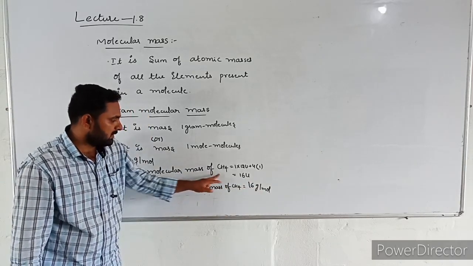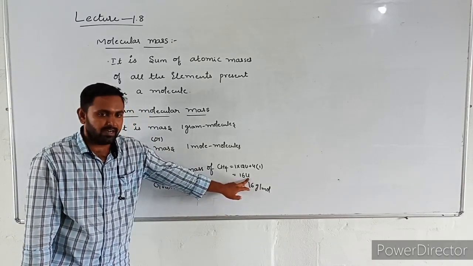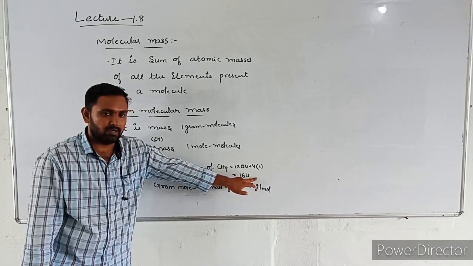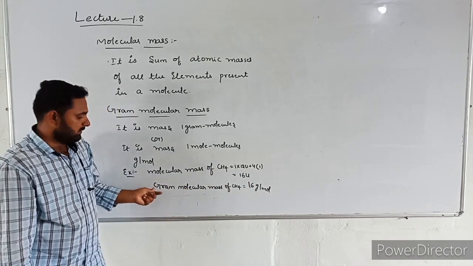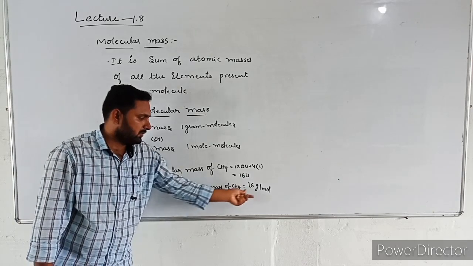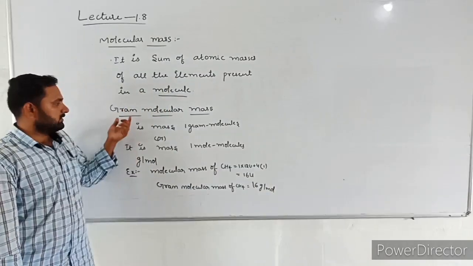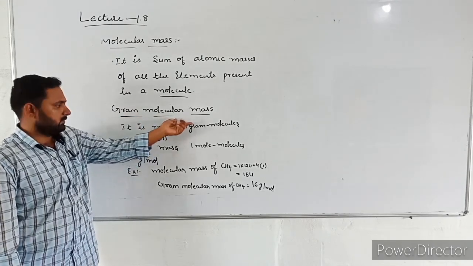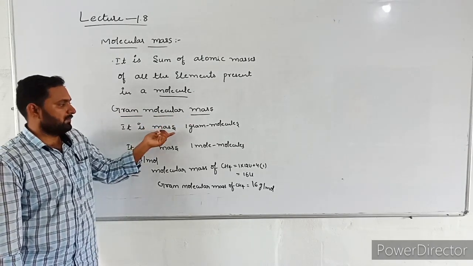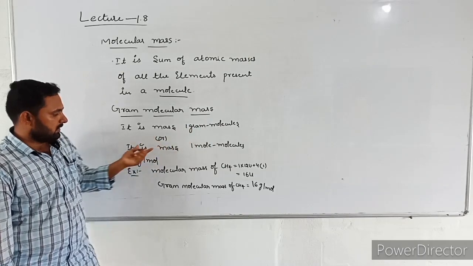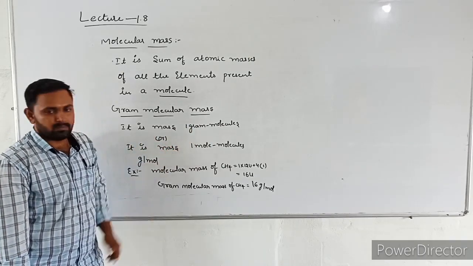Here, for molecular mass we use unified mass or AMU, atomic mass unit. For gram molecular mass we use gram per mole. This is gram molecular mass. What is gram molecular mass? It is the mass of 1 gram molecule, or the mass of 1 mole of molecules.